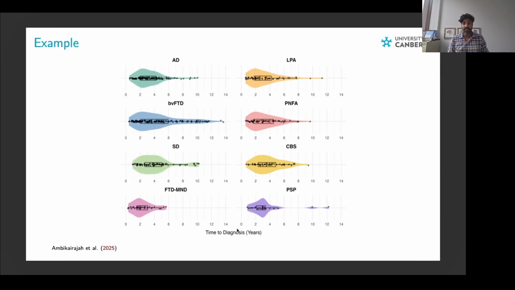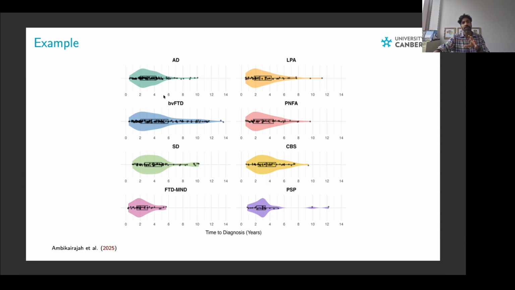So here's an example from my research where I was looking at the time it takes for people to get a dementia diagnosis. And each of these groups represents a different type of dementia. So you may be familiar with Alzheimer's disease. That's here in AD. There's other types of dementia, including frontotemporal dementia, the most common being behavioral variant frontotemporal dementia. There's also semantic dementia, and it goes on.